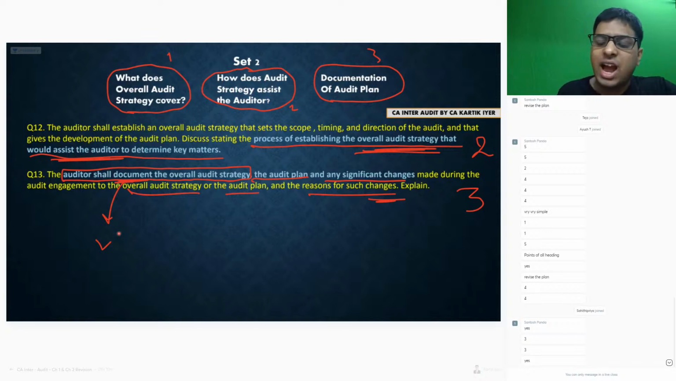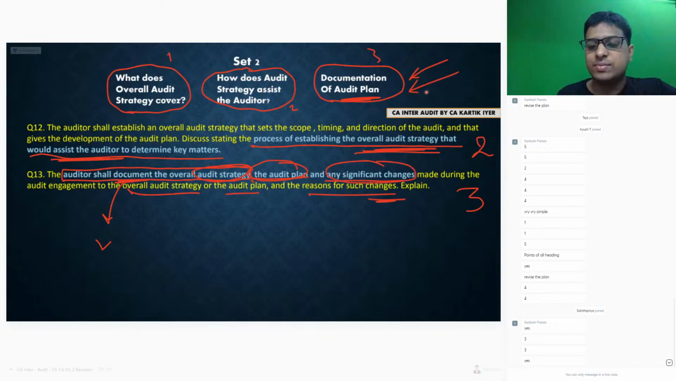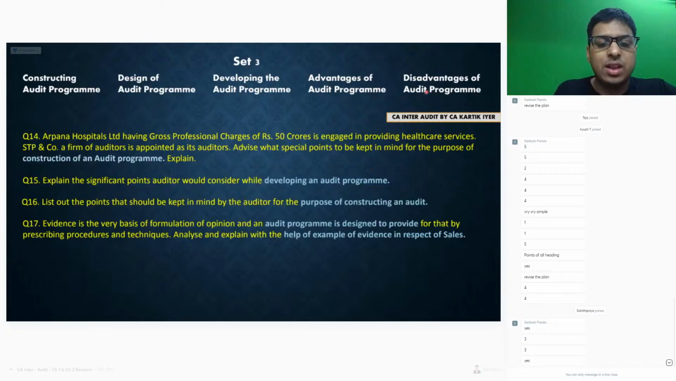Clear? Okay. And if you check the module, this documentation of audit plan, that answer also includes the documentation of the audit strategy. The content also includes the documentation of audit strategy. That is why this part and this part will all be included in this area. Okay, let's go to set 3.